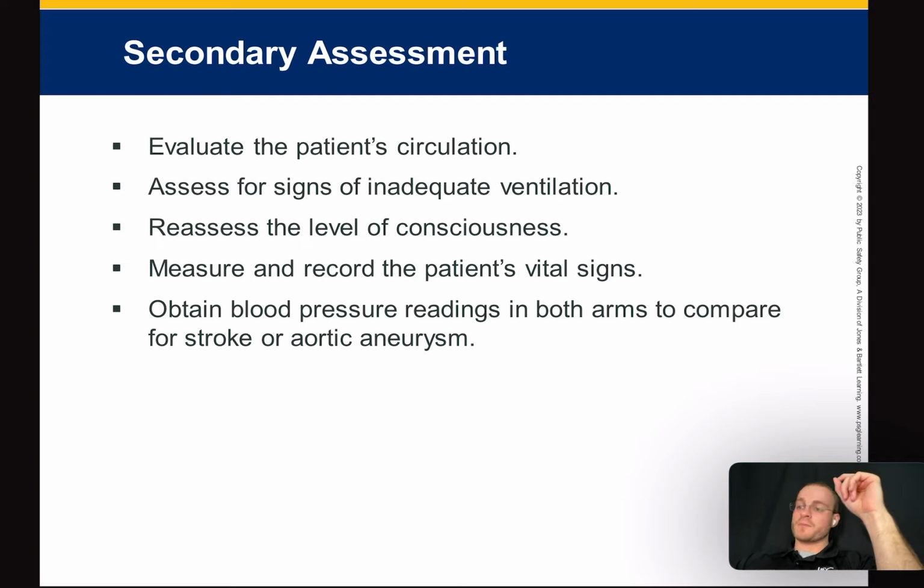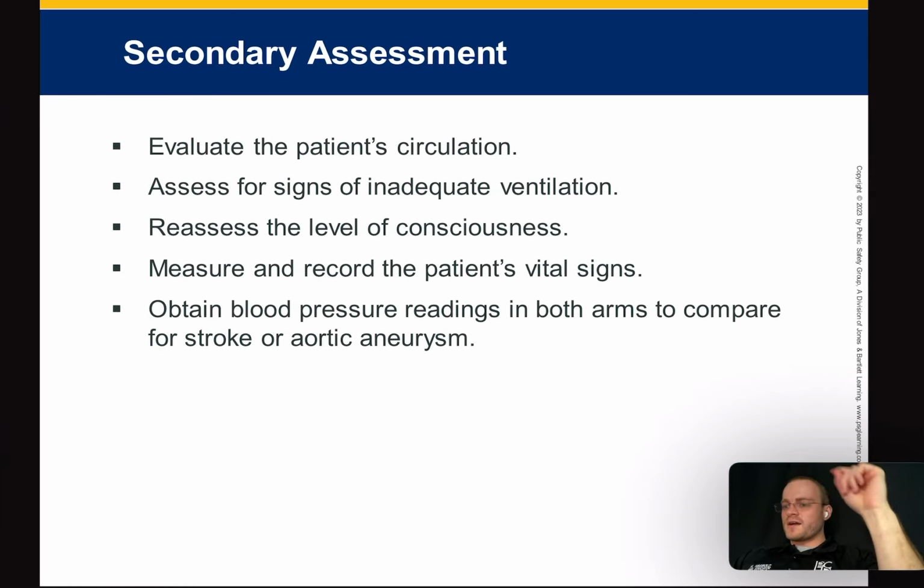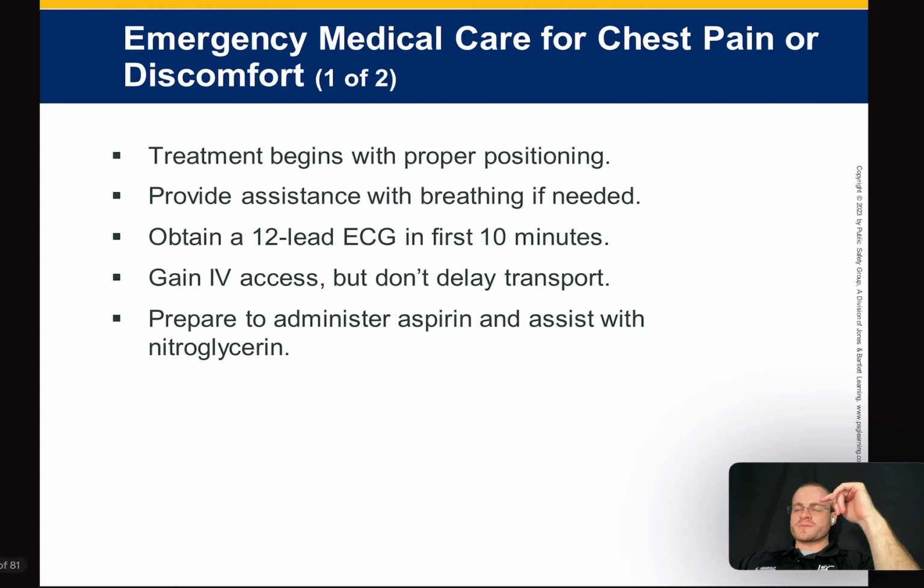Obtain the blood pressure readings in both arms, right? Which pathology will cause an abnormal blood pressure reading in the arms? Aortic aneurysm, okay? How does aortic aneurysm present? Tearing pain between the shoulders. What causes it? Uncontrolled high blood pressure. Very fatal if it's not caught. Now, so we reassess, okay? I'm not going to explain that to you.